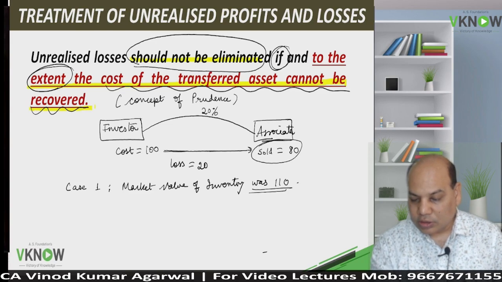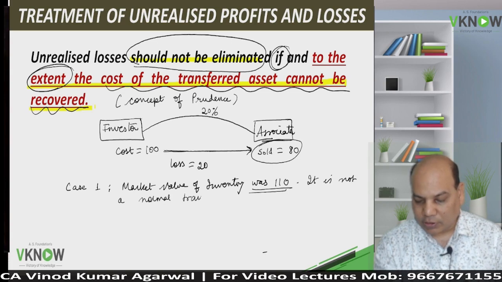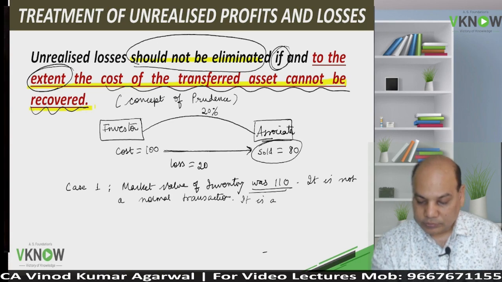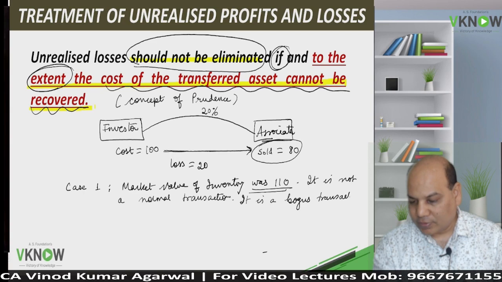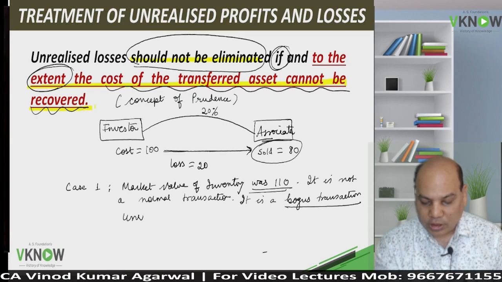So this is not a normal business transaction. It is not a normal transaction because the market value was higher, but you have sold it for a loss. So it is a bogus transaction. I will call it bogus. The standard doesn't say it, but the objective is to book the loss. So in that case, you will have to compute unrealized loss.